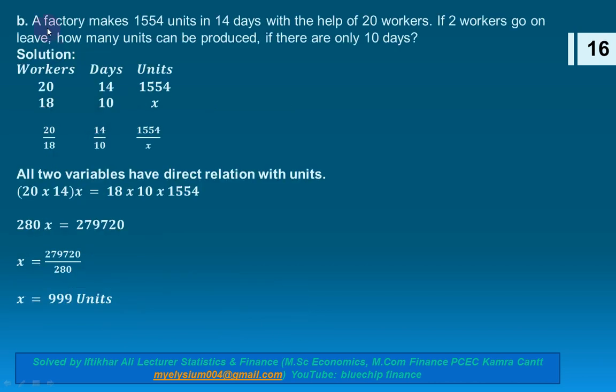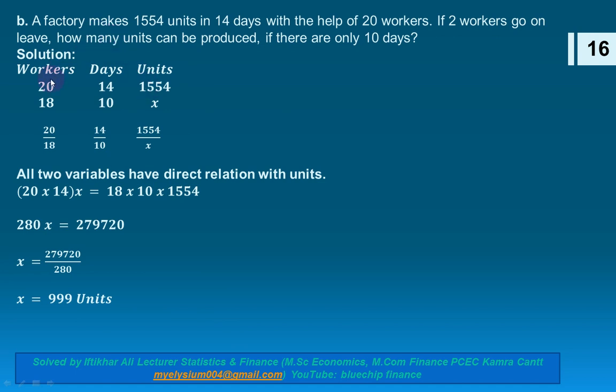Part B of this question: a factory makes 1554 units in 14 days with the help of 20 workers. So there are 3 variables involved. If 2 workers go on leave, how many units can be produced if there are only 10 days? Units are missing, so we take units at the extreme right, and after putting the values into the variables workers, days and units, now one by one we will see the relationship of one variable with the missing variable.